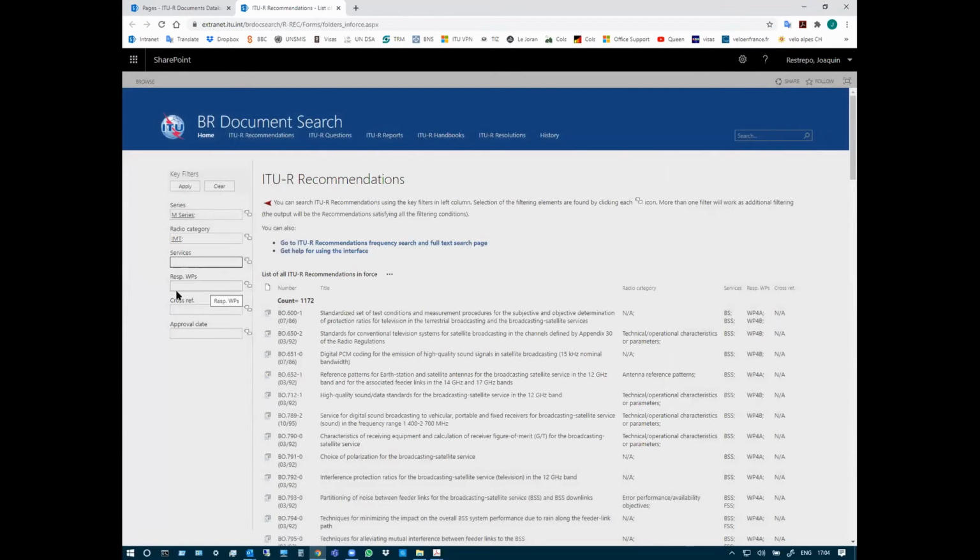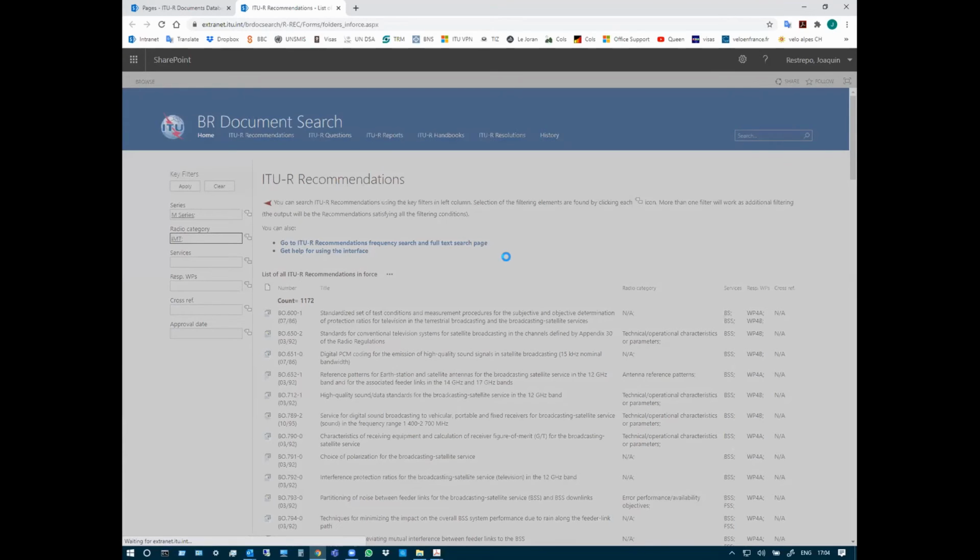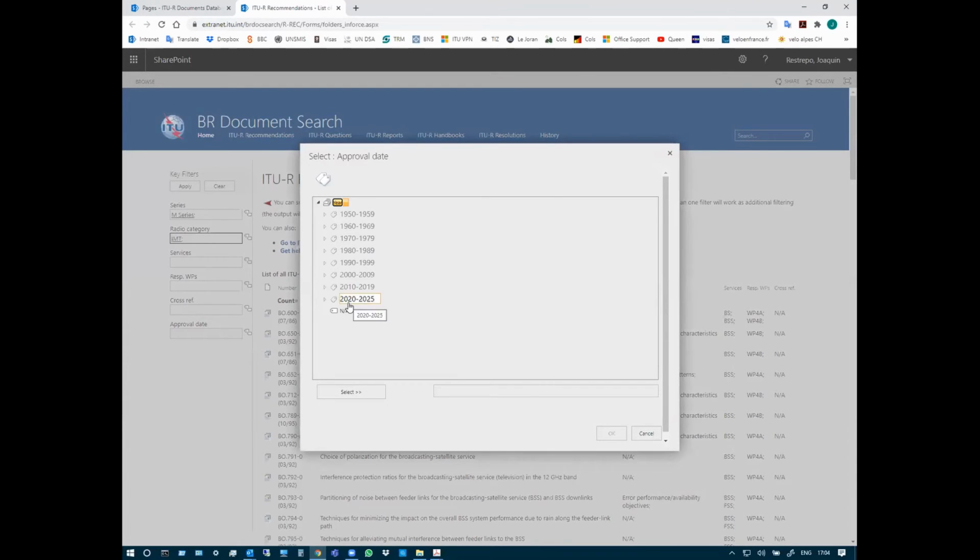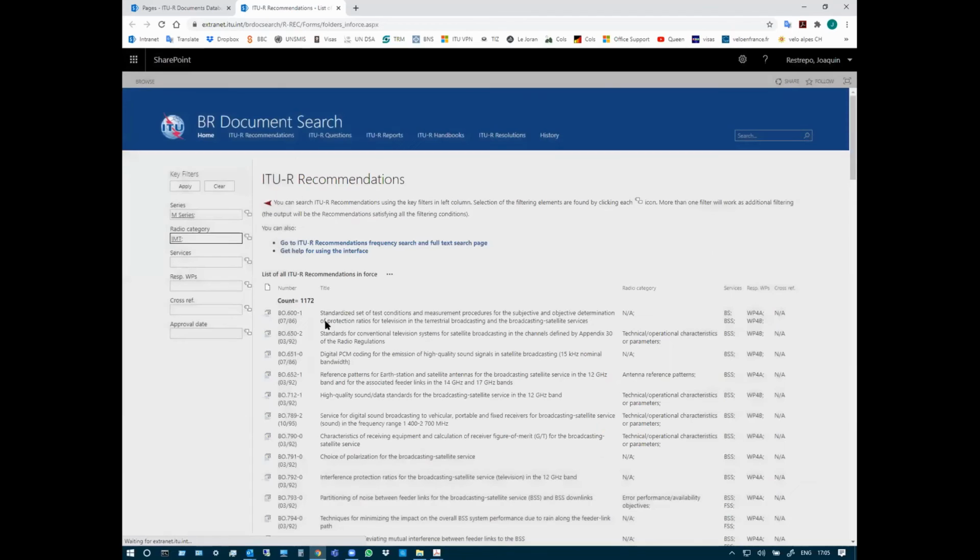You could also search by responsible working party or cross-reference, or also by date of approval. Let's say, for example, we would like to see what was published in this period. So you click here, you could select a specific year. Then, for the criteria, we are going to look within the M series, IMT, published in the last 2 years, excluding this year. And we say apply.